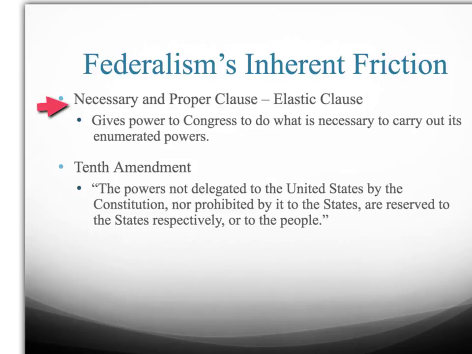There is inherent friction in this system of government because the Constitution, given all its brilliance, only provides vague and contradictory guidance about how power should flow through the levels of government. On one hand, the Constitution's necessary and proper clause gives Congress the power to do what is necessary to carry out its powers. On the other hand, the 10th Amendment provides that the powers not delegated to the United States by the Constitution, nor prohibited by it to the states, are reserved for the states respectively, or to the people.